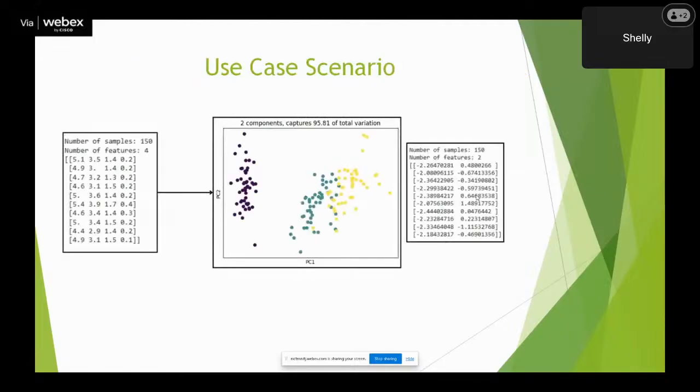Now, the use case scenario is, for example, we'll be illustrating this with an iris data set, and on the iris data set we'll be demonstrating how many features we actually had, and after applying principal component analysis, how many new features there are. So this is just a use case scenario that we'll be presenting during our demonstration session.